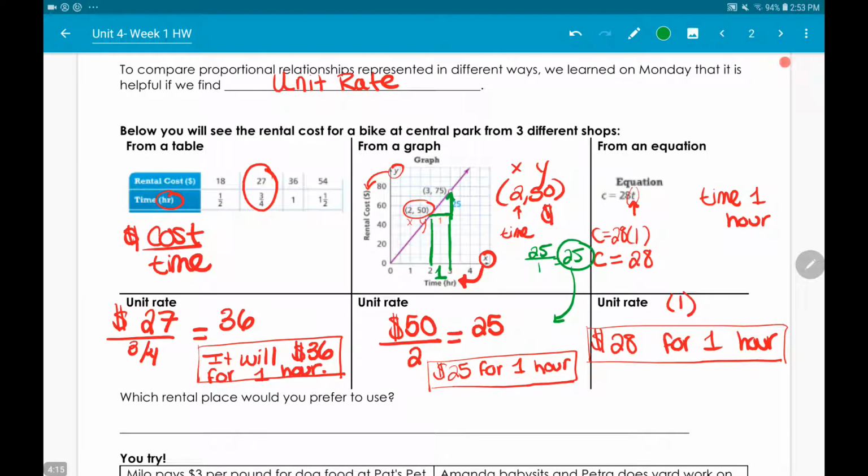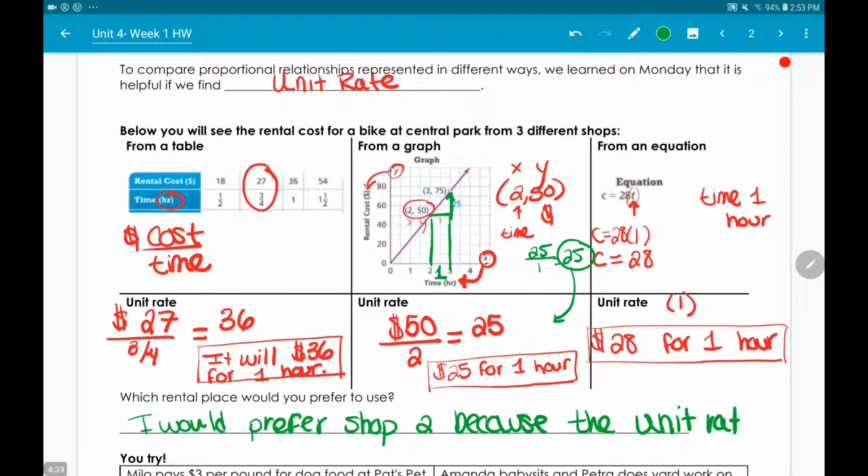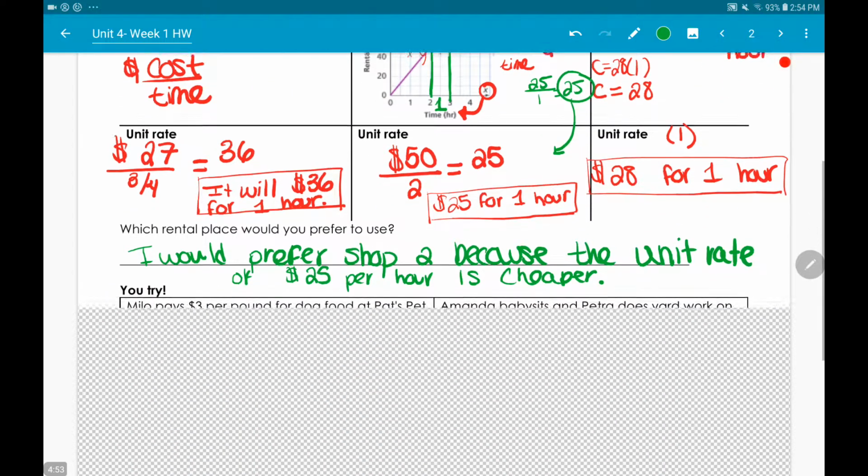All right, so based off those 3 pieces of information, which rental place would you prefer to use? Okay, so I would prefer shop 2 because the unit rate of $25 per hour is cheaper.